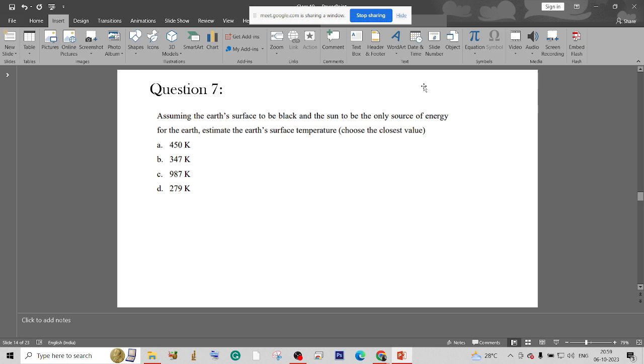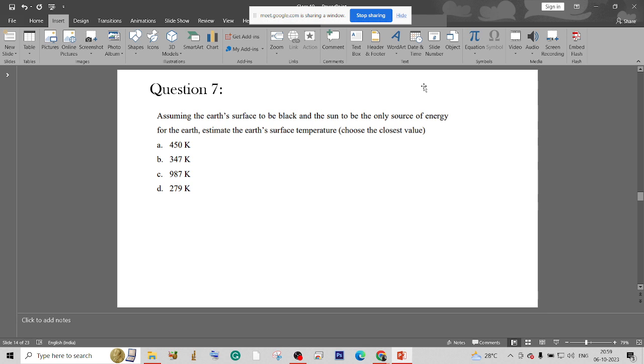This is the sphere, considering Earth to be a sphere. This is the radius of Earth. So the whole surface area of the Earth is 4 pi R_E square.